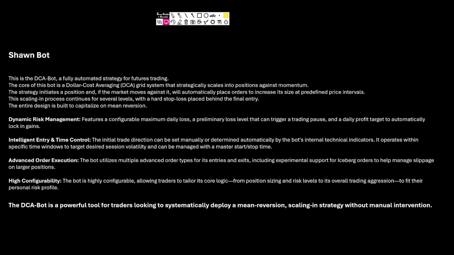This is an introduction to our Shawn Bot. You can read through what you're seeing on the screen. You can interrupt the video to take your time to read it.